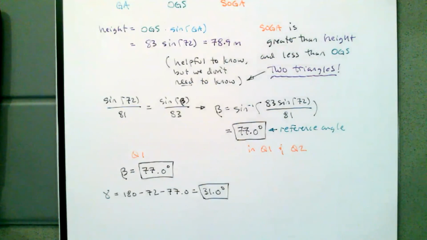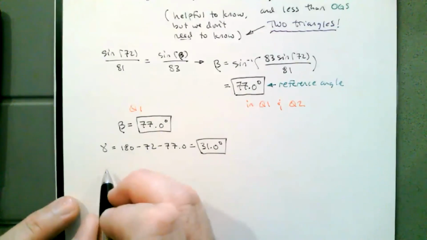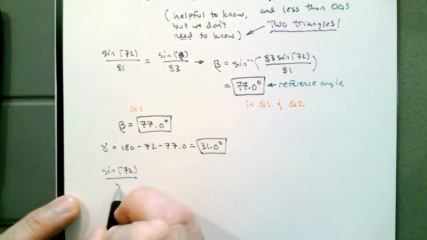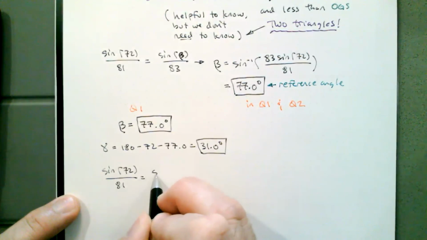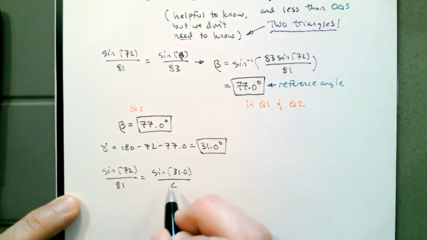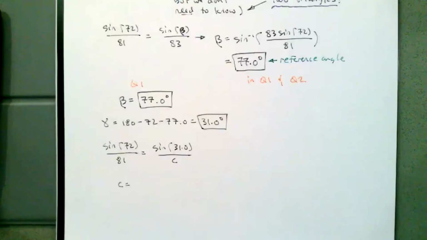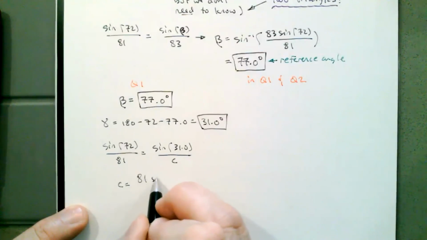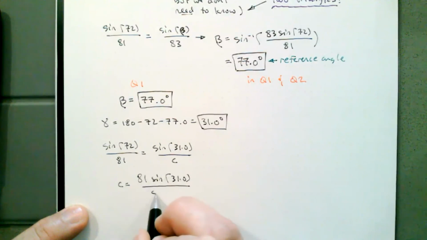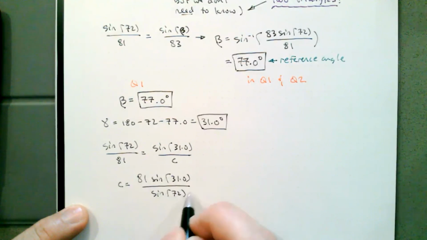Now that I have gamma, I can go and find C. I want to use as much given information as possible. So I'll say sine of 72 divided by 81 is sine of gamma divided by C. So C is equal to 81 sine of 31 divided by sine of 72.